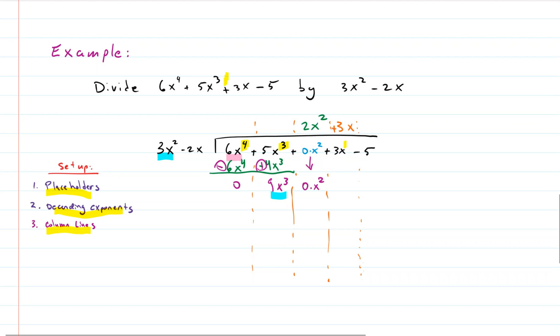And then we multiply that 3x by everything out in front. So 3x times 3x squared gives us 9x cubed. 3x times negative 2x gives us negative 6x squared. Now we will change the signs and add. So negative, that becomes a positive. So this is 0 here. Here we get a 6x squared. We can bring down our next term.